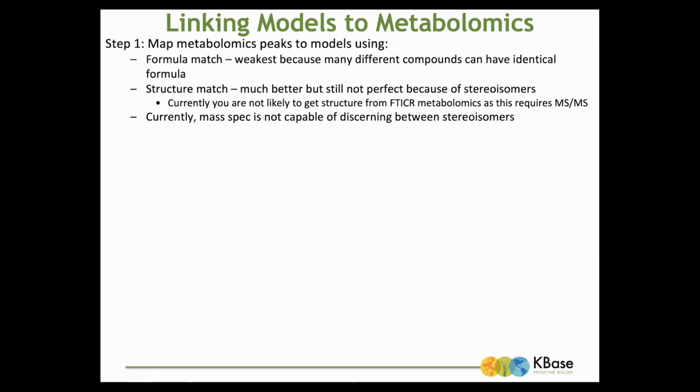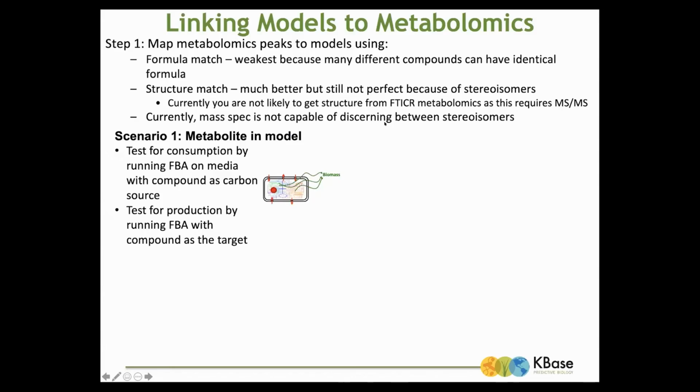I mean, there are some exceptions, and talk to Josh Adkins, he can tell you about what they can do with the cutting edge stuff today, but generally expect that you'll get a non-stereoisomer base structure. A structure match, though, is much better. There's far less stereoisomer redundancy in the chemical networks than there is, for example, formula redundancy. And then, currently mass spec is, yeah, I already made that point.